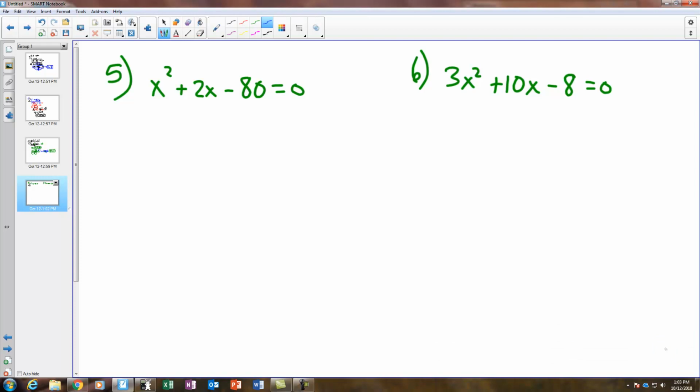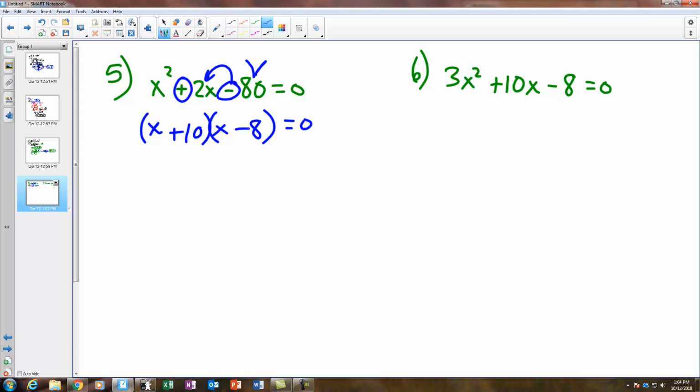All right, anyway, so we're going to go ahead and just factor. And so we set up 2 sets of parentheses. This one's pretty easy. It'll be x and x. Factors of 80 that subtract to make 2. I'm thinking of 8 and 10. So 10 and 8. Now, the negative 80 means the signs are not the same. We're going to have a positive and a negative. In order to get a positive 2, I'm going to need a positive 10 and a negative 8.